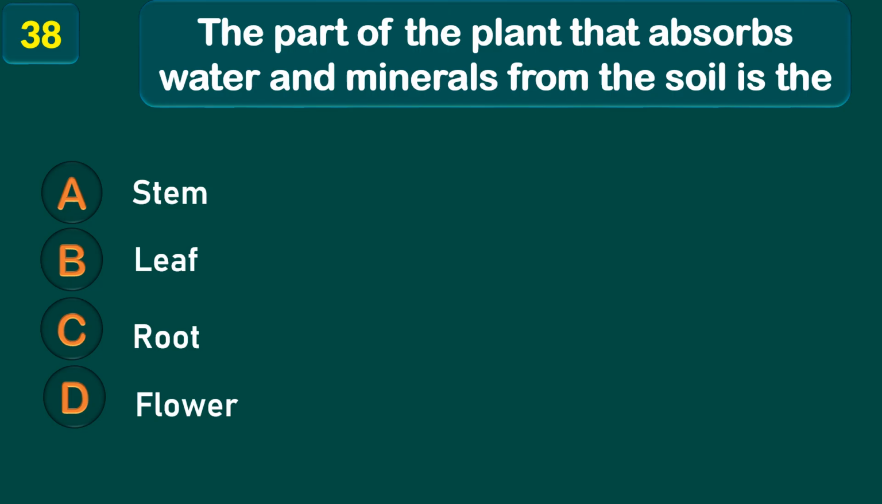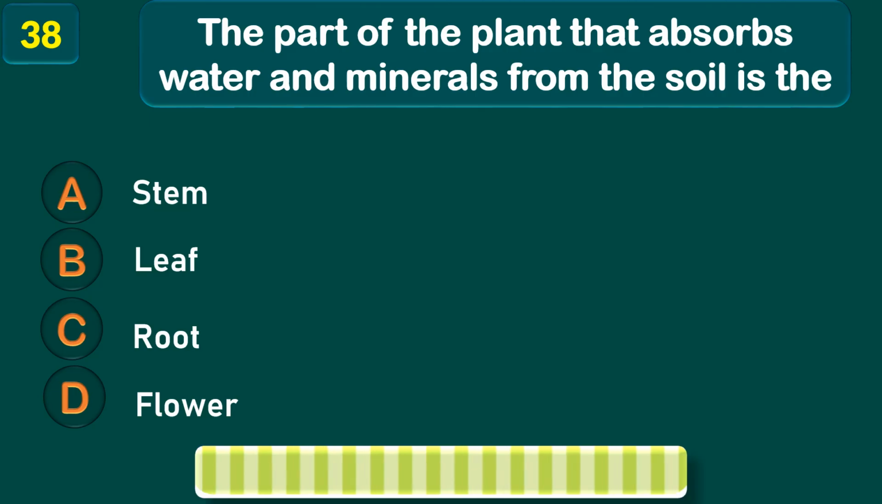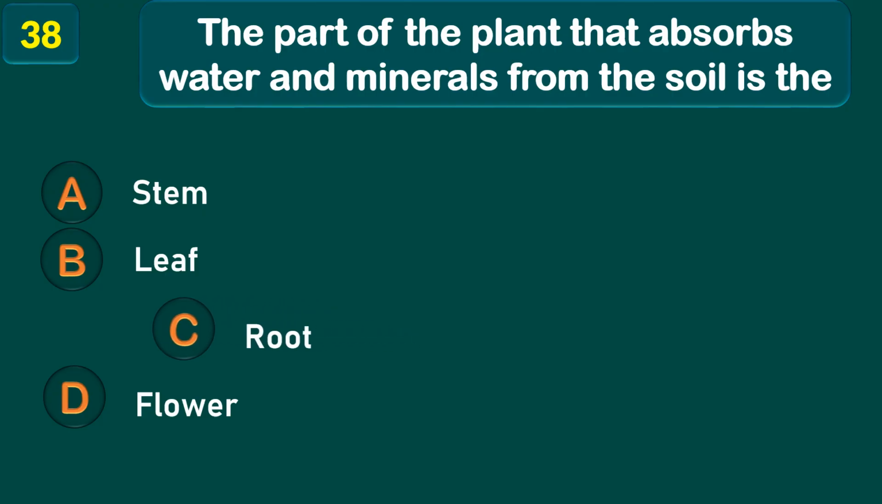The part of the plant that absorbs water and minerals from the soil is the A. Stem, B. Leaf, C. Root, D. Flower. Answer: C. Root.